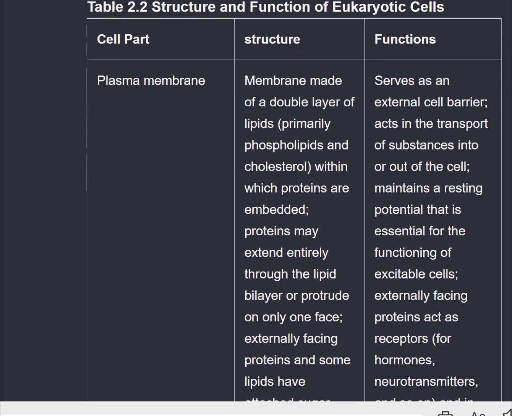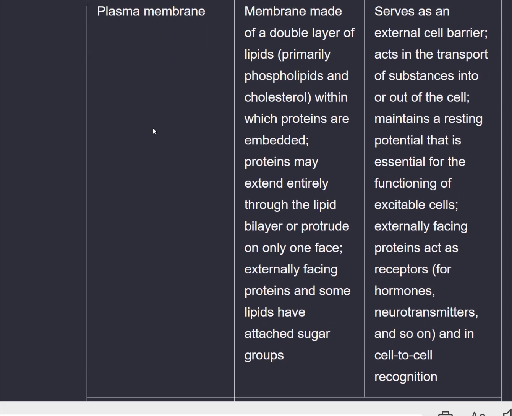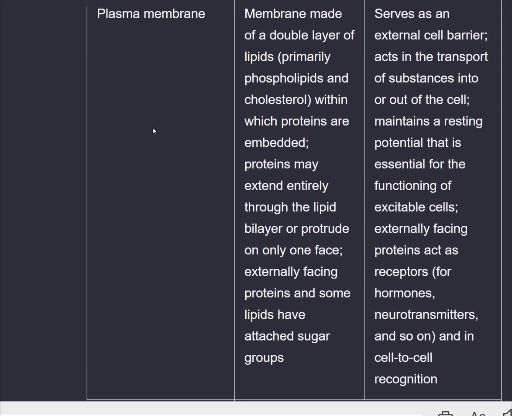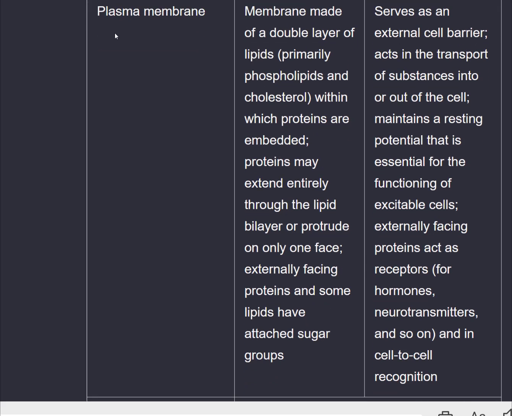Alright, we want to know the structure and function of eukaryotic cells. I'll go ahead and read these. The part, structure, and function. Plasma membrane: made of a double layer of lipids, primarily phospholipids and cholesterol, within which proteins are embedded. Proteins may extend entirely through the lipid bilayer or protrude on only one face. Externally facing proteins and some lipids have attached sugar groups.